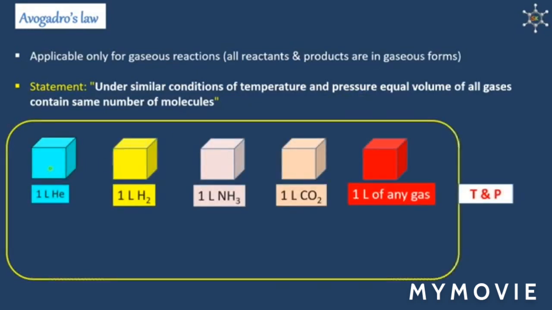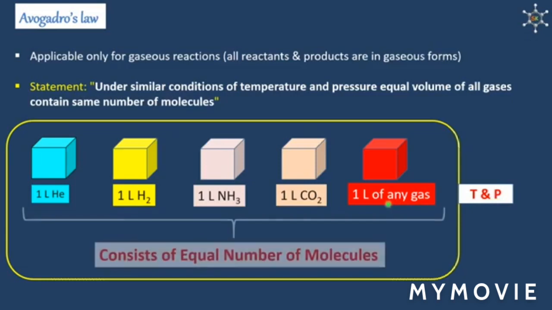If we consider 1 liter of helium gas, hydrogen gas, ammonia gas, carbon dioxide gas, or any gas maintained at the same temperature and pressure, these gases were observed to consist of an equal number of molecules. In one go, this law doesn't seem very convincing because of the question: how can an equal number of molecules having different sizes be accommodated in an equal volume of space?